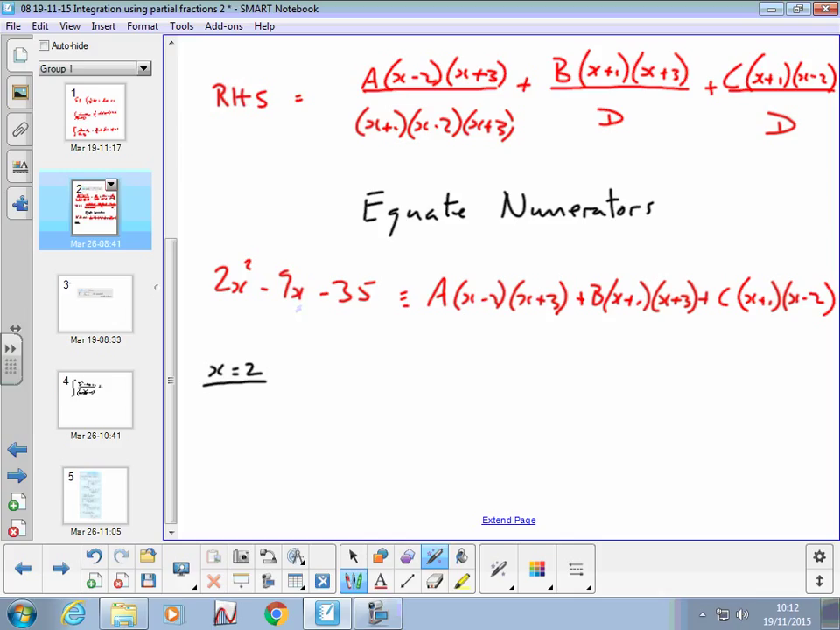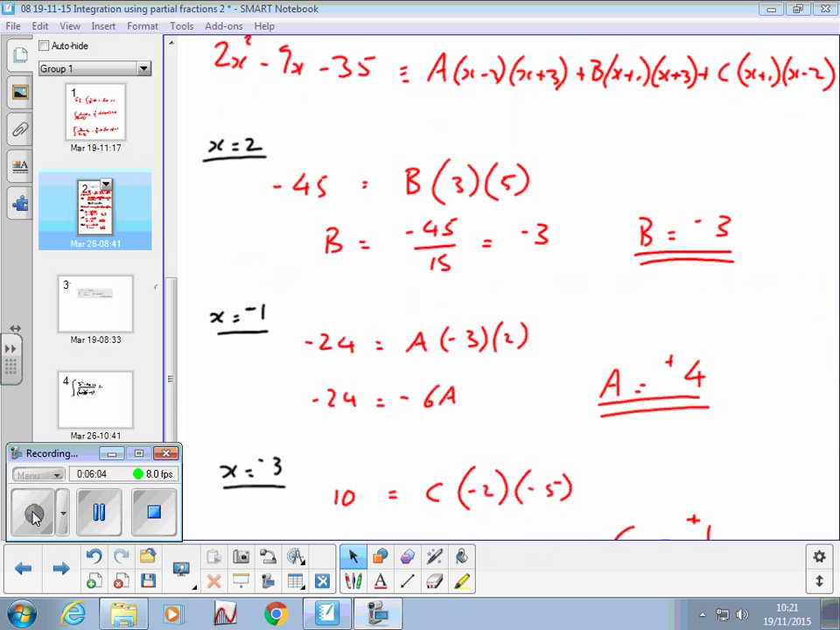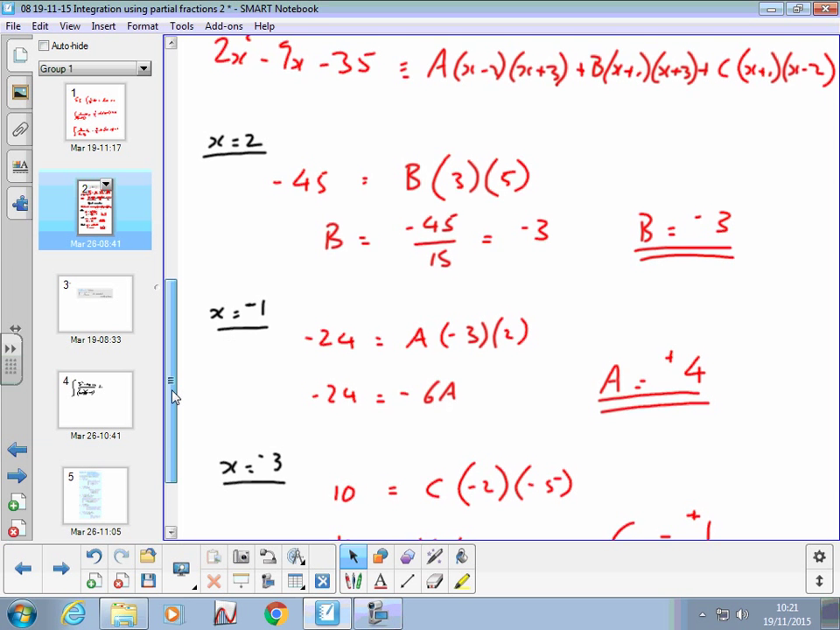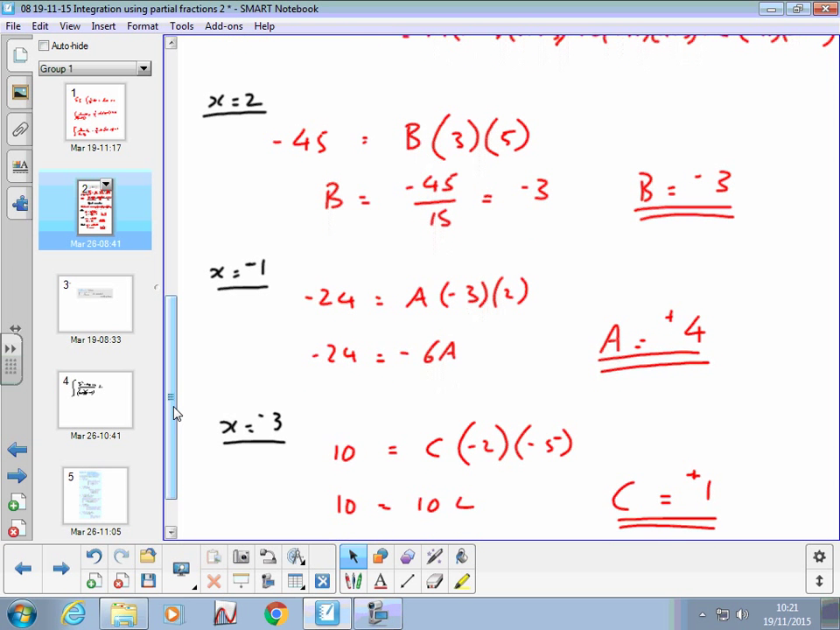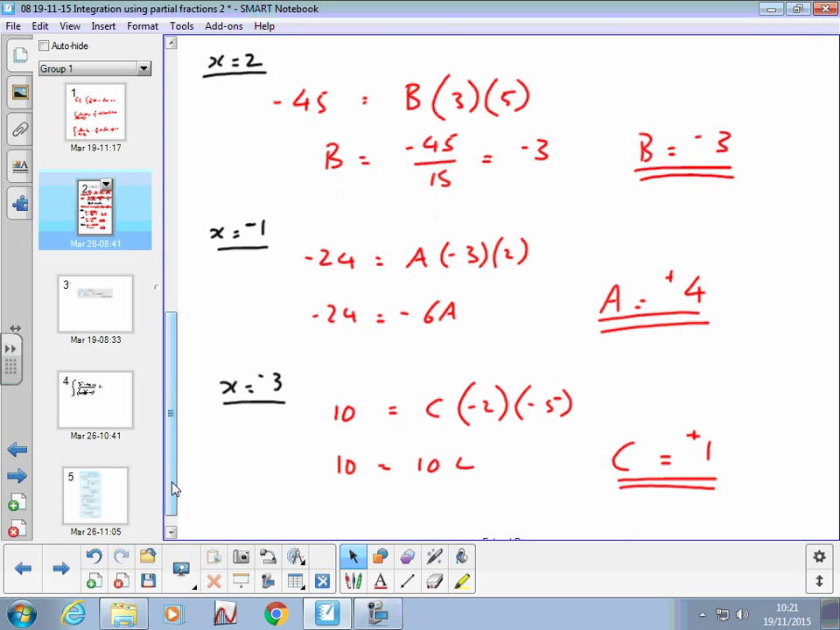So I'll pause this here and let you see if you can finish that problem off. Find out what the values for a, b and c are. So you should end up with these values. If x equals 2, b equals minus 3. If x is minus 1, a equals plus 4. And if x is minus 3, c equals plus 1. If you don't get those, just go back and check.